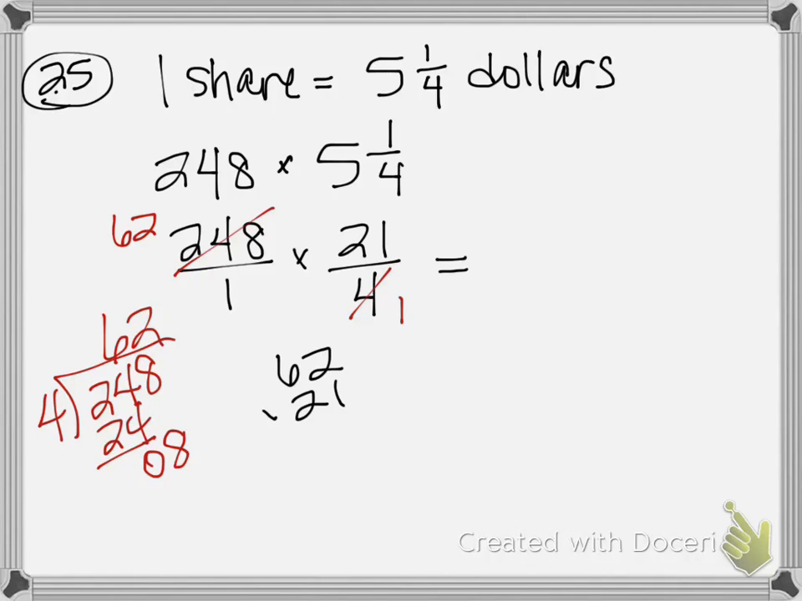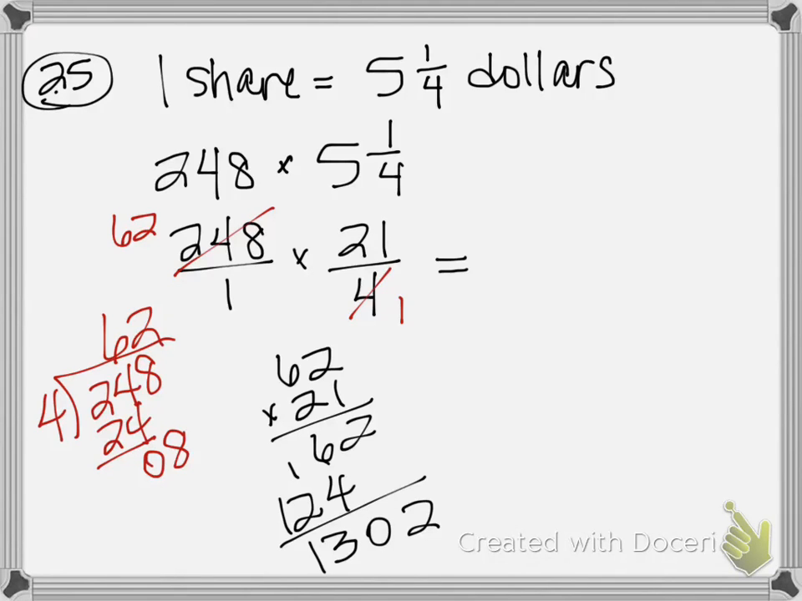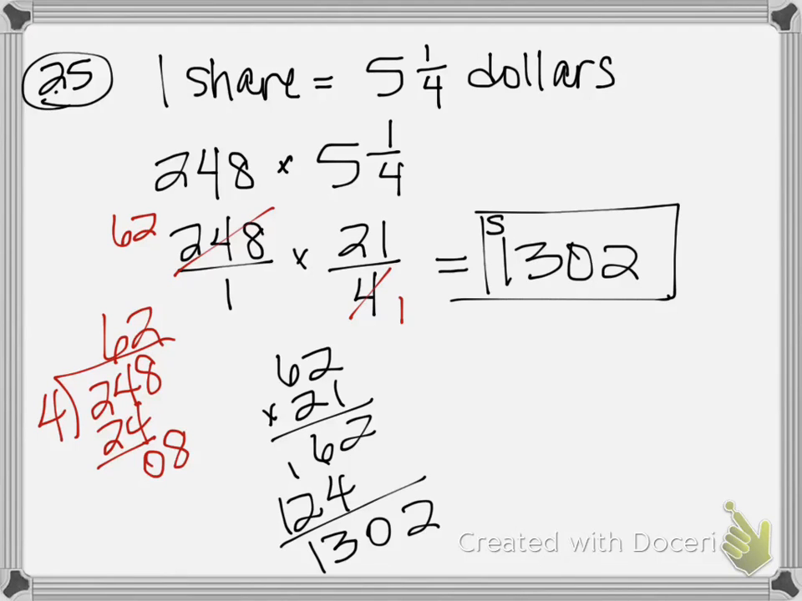So I've got to do some multiplication here. Let me check my computation, because sometimes I get going fast and I make silly mistakes, which is what you guys do on your final exams. So I got 1,302. And this would be money. Let's check our answer. Yep, $1,302 is how much it would cost for 248 shares at 5 1/4 each.